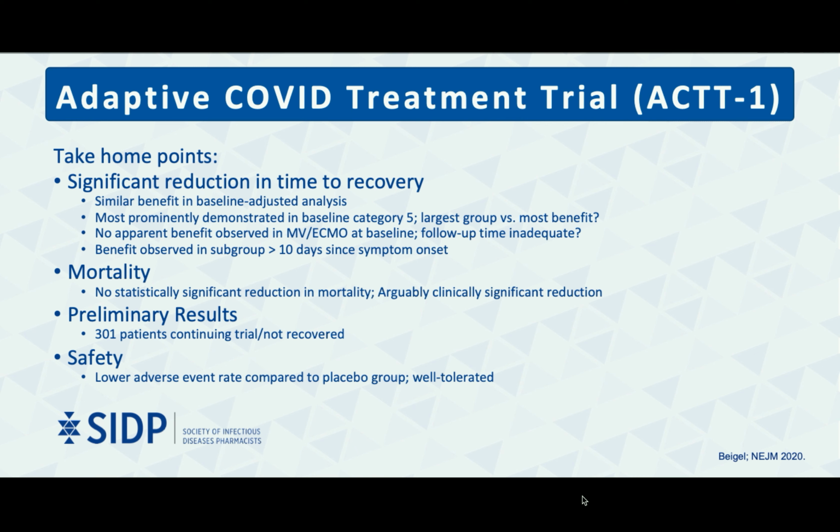As mentioned previously, there was no apparent benefit in patients who required mechanical ventilation or ECMO at baseline. This is complicated by the potentially inadequate follow-up duration for this subset of patients. Also, patients presenting with greater than 10 days from symptom onset appeared to derive benefit, which dispels the notion that a firm 10-day cutoff should be used for treatment allocation decisions. For mortality, there was no statistically significant reduction in mortality observed, but arguably a clinically significant reduction. Lastly, safety data were promising with a lower rate of adverse events observed in the remdesivir arm than the placebo arm, and overall therapy was well tolerated.